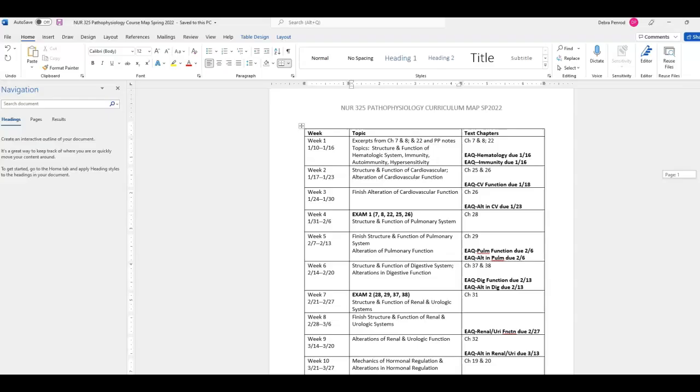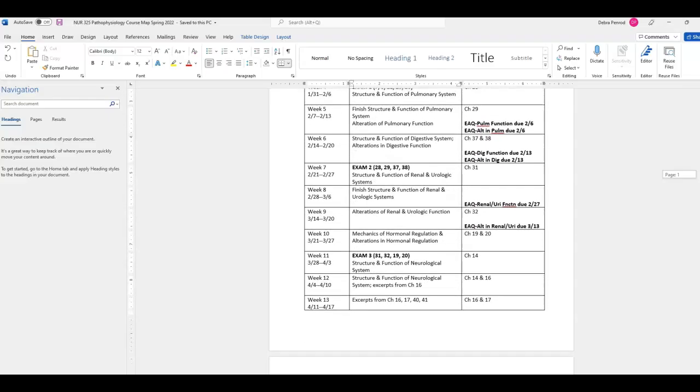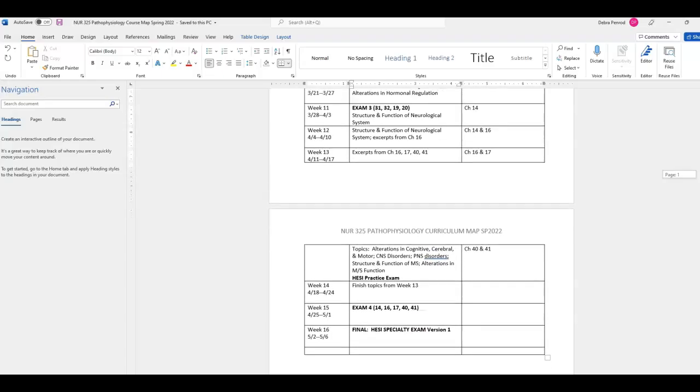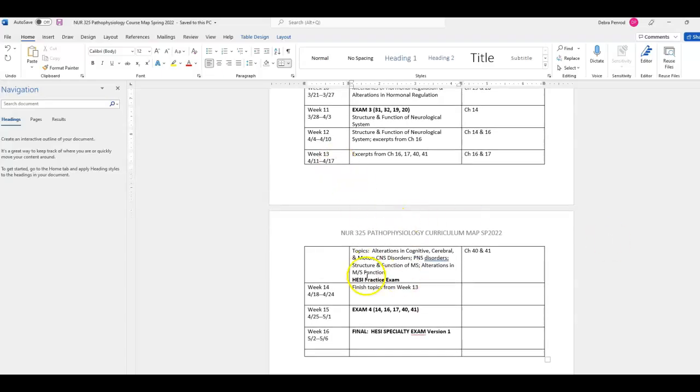And so you've got exam 2 after a while. Then there's exam 3. We get down toward the bottom and you see week 13. You have the HESI practice exam. And then we finish up exam 4 material. And then at week 15, you'll take exam 4. And then you'll take the HESI specialty exam, version 1, during finals week.